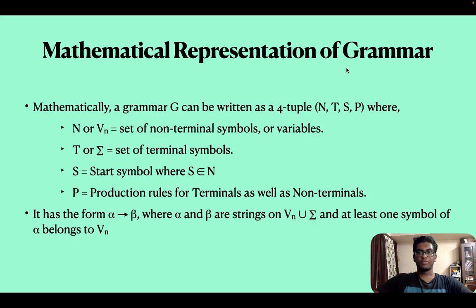Mathematical representation of grammar. Mathematically, a grammar G can be written as a four-tuple, which has four elements N, T, S, and P, where N or Vn is the set of non-terminal symbols or variables. T or sigma is the set of terminal symbols, S is the starting symbol where S belongs to N, and P is the production rules for terminals as well as non-terminals. It has the form alpha defines beta, where alpha and beta are strings on Vn union sigma, and at least one symbol of alpha belongs to Vn.